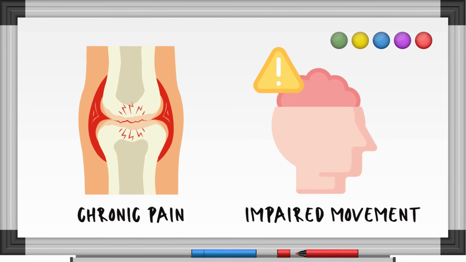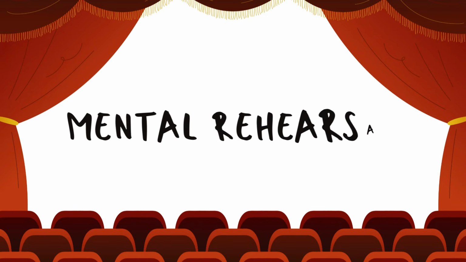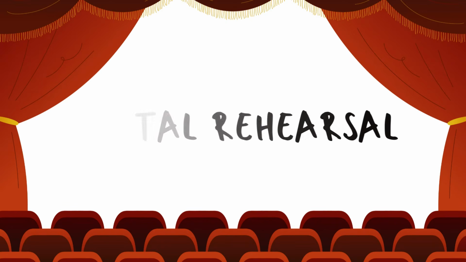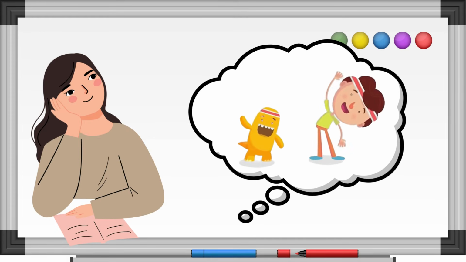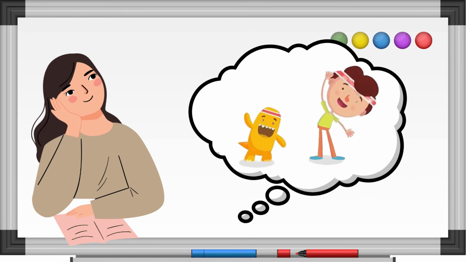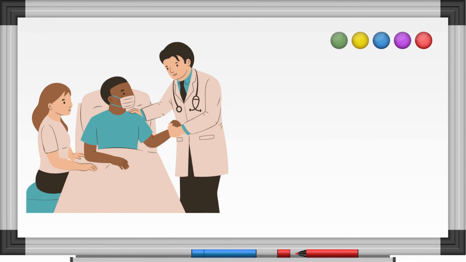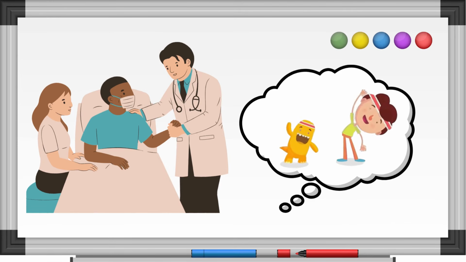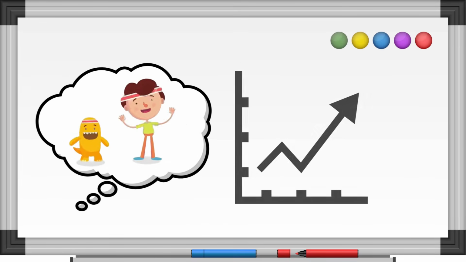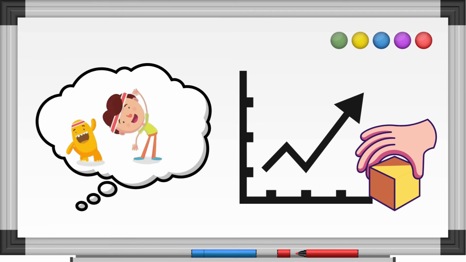One promising approach harnessing neuroplasticity for injury recovery is mental rehearsal or motor imagery. Imagine this. Without even moving a muscle, simply visualizing an action can activate the same neural circuits as actually performing it. One study showed that stroke patients who consistently practiced mental rehearsal of their physio exercises saw remarkable improvements in motor function compared to those who didn't.